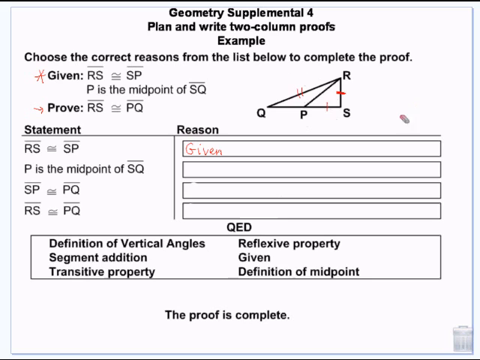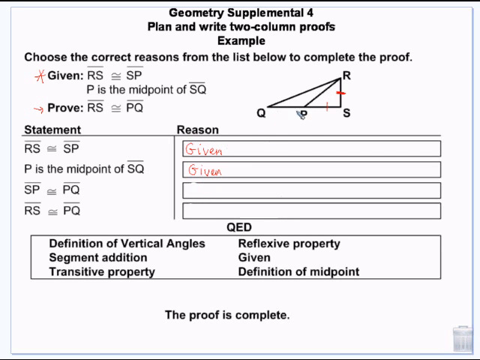I don't need to actually label that on this picture though, because I haven't gotten any information about that. But whenever I have parts that are the same length, I give them the same number of marks. So those are marked. And then I have P is the midpoint of SQ. That's also given.